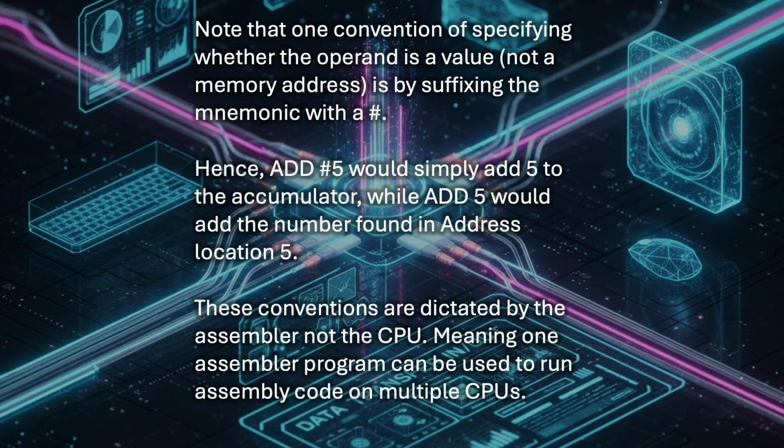Note that one convention of specifying whether the operand is a value, not a memory address, is by suffixing the mnemonic with a hash. Hence, add #5 would simply add 5 to the accumulator, while add 5 would add the number found in address location 5. These conventions are dictated by the assembler, not the CPU, meaning one assembler program could be used to run assembly code on multiple CPUs.